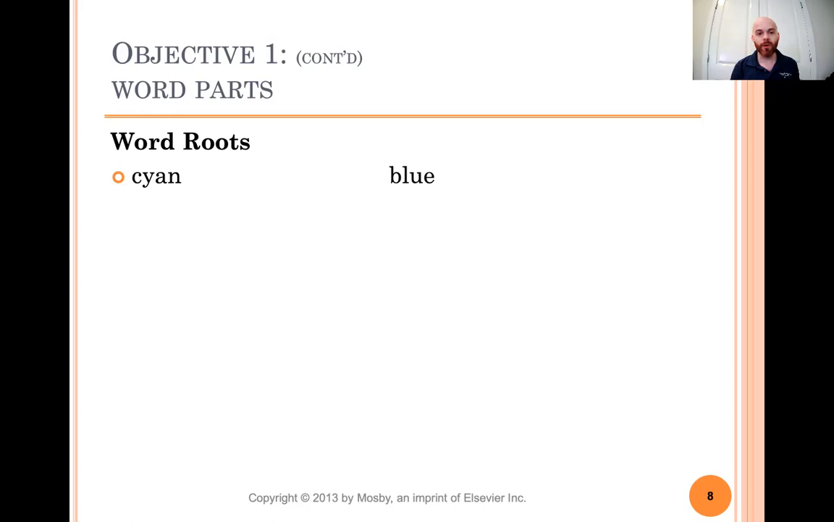Okay, some more word roots. The word cyan, you probably know this, means blue. Erythr means red, and that's not supposed to sound like urethra in your urinary system, but it's like erythrocytes, which are red blood cells, or erythema, which is when your skin turns red and inflamed. Leuc means white, like leukocytes, white blood cells.